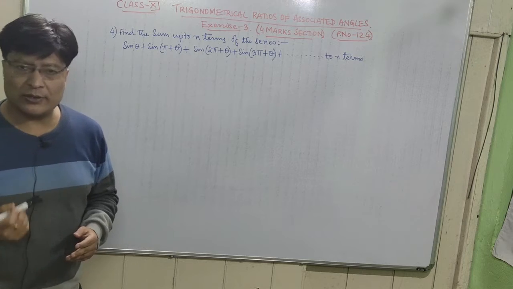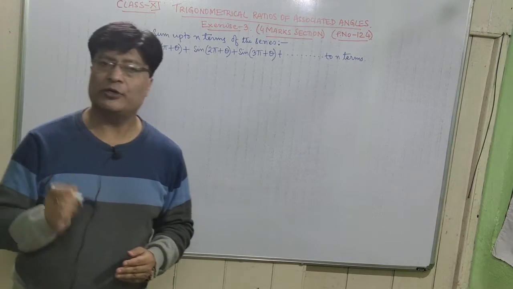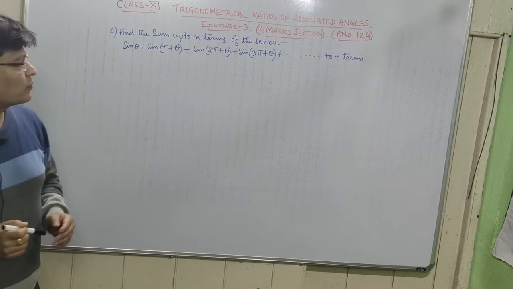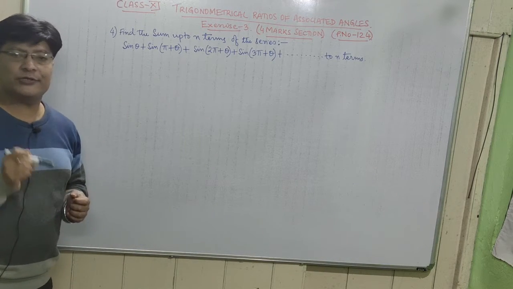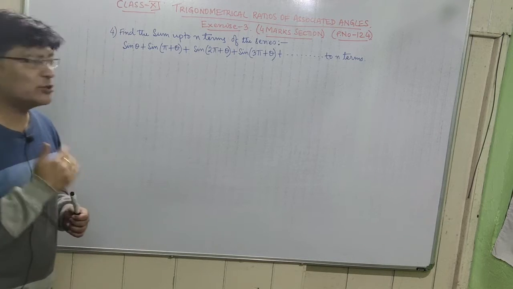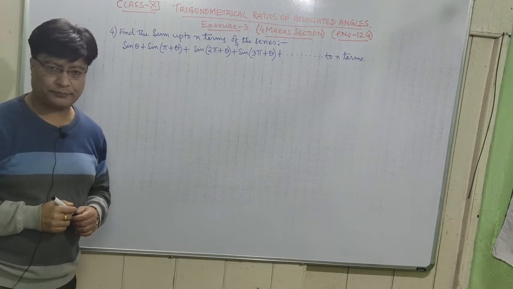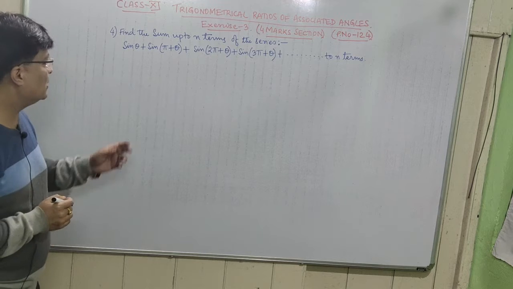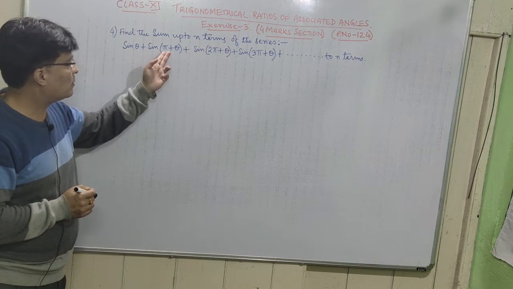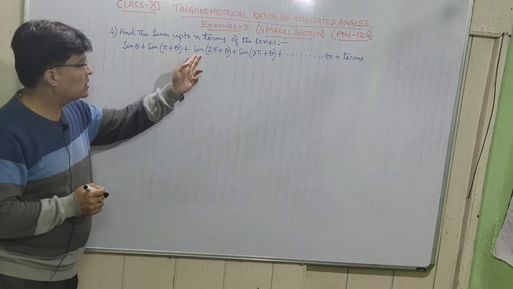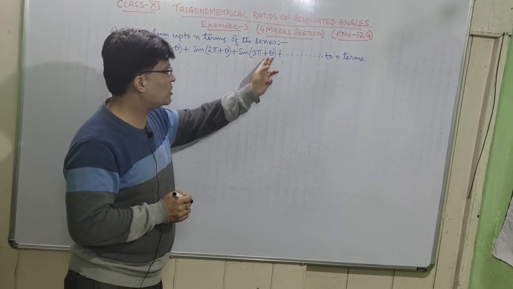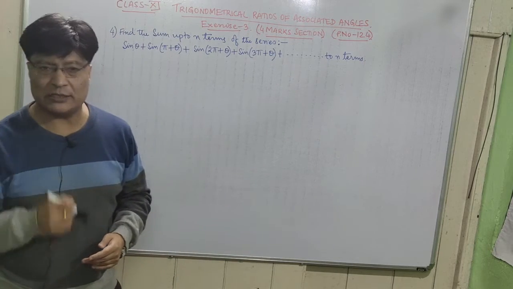In the last online class we did question number 3. Today we are doing question number 4. Question number 4 is: you have to find out the sum up to n terms of the following series. The series is sine theta plus sine of pi plus theta plus sine of 2 pi plus theta plus sine of 3 pi plus theta plus dot dot dot to n terms.